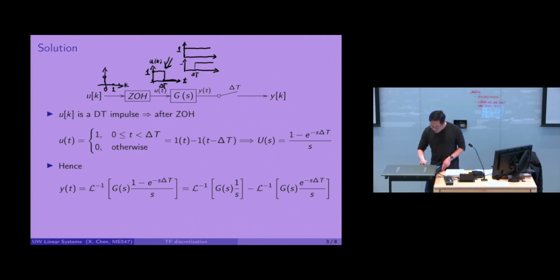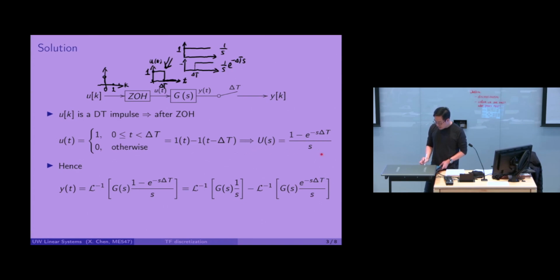The Laplace transform of a step function is 1 over s. The Laplace transform of a delayed step: delay in the time domain is nothing but an exponential function in the Laplace domain. So this delayed step function is nothing but 1 over s times e negative delta t s. That is a first convenient observation.